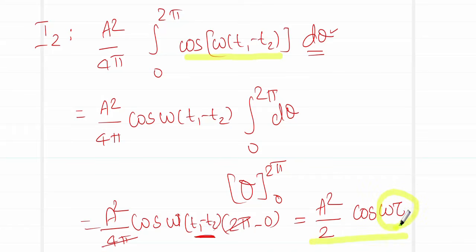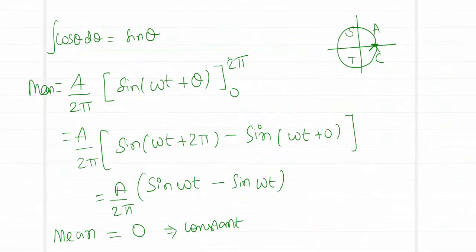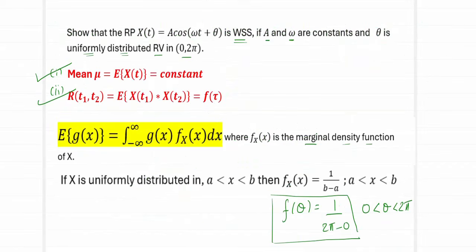So this is a function of which variable? It is a function of tau. Hence, I have proved my point number 2 also. So the 2 points to be proved for a WSS, namely that the mean is a constant and the autocorrelation is a function of tau, have been proved, and hence what we finally conclude is that the given random process is going to be a WSS.